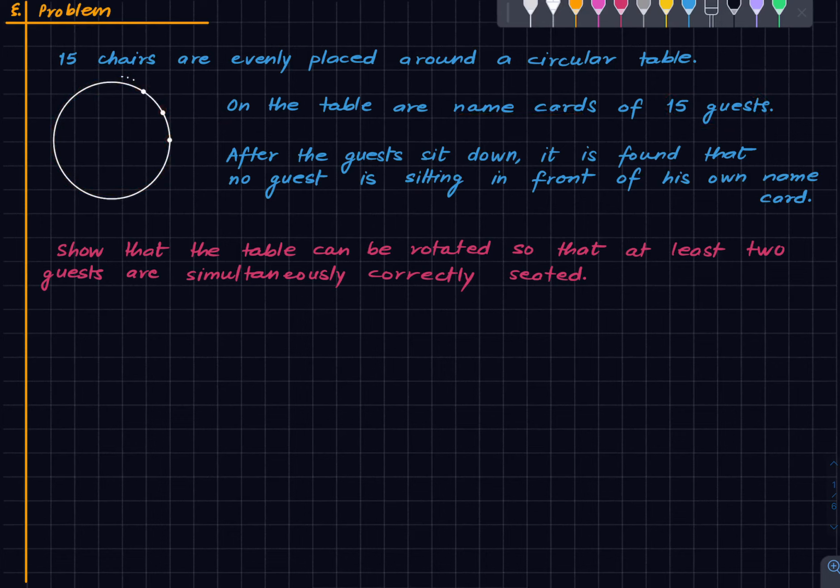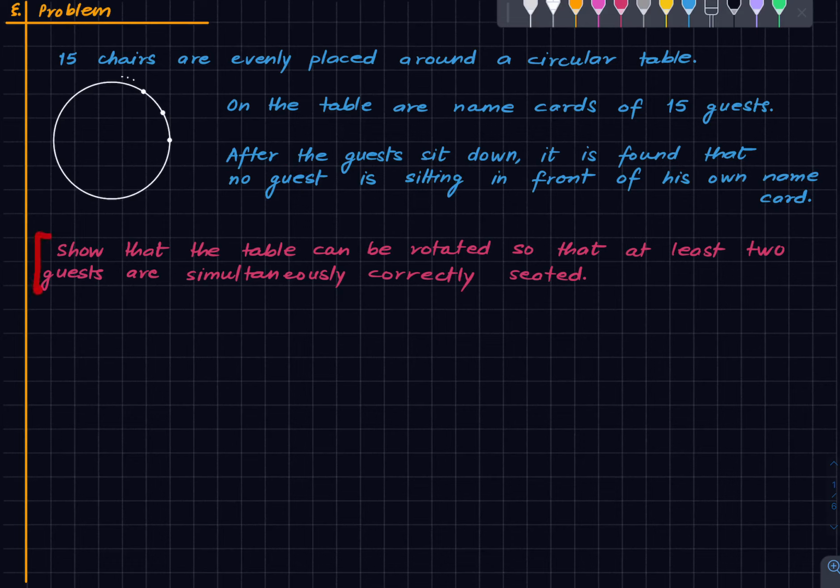So there are 15 guests, they have 15 different names, and in front of each chair there is some name card kept, and you want to have the guest seated at the correct name card, meaning against his own name card. But it so happens that after the guests are seated, it is found that actually no guest is sitting in front of his own name card. So they are completely misplaced.